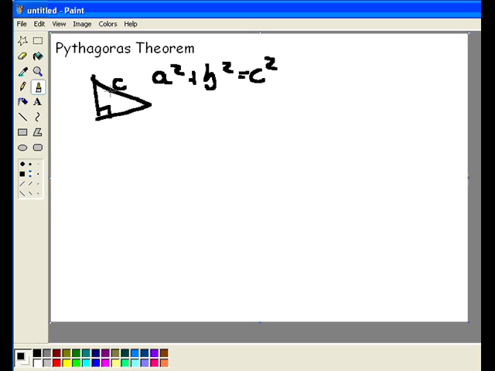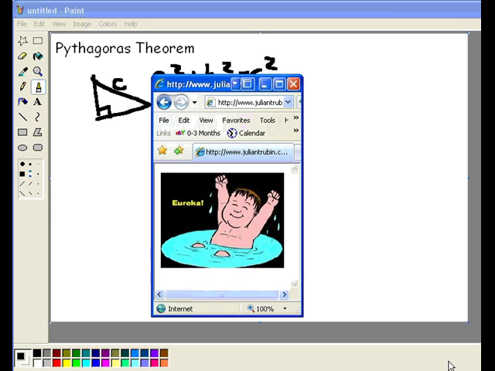Now the story goes that he had what they called a eureka moment, or just a flash idea, and he was in his bathtub and he shouts out eureka and jumps out of the tub and runs down the street shouting out eureka and then the name of the formula, a squared plus b squared equals c squared.